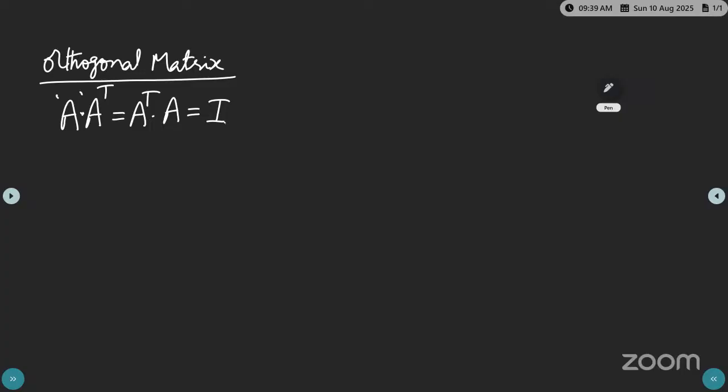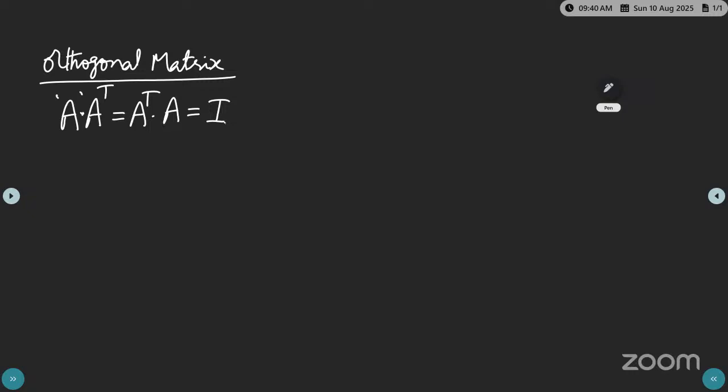A into A transpose equal to A transpose into A equals to I, where I is the identity matrix of same order as that of A. Do remember here order is very important. I is the identity matrix of same order as that of capital A.